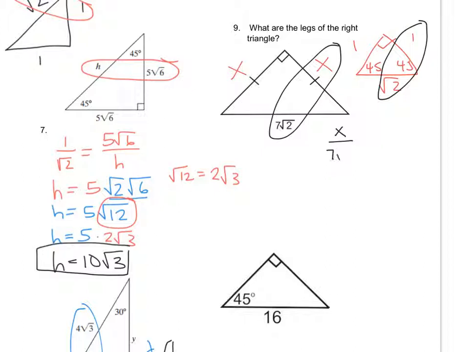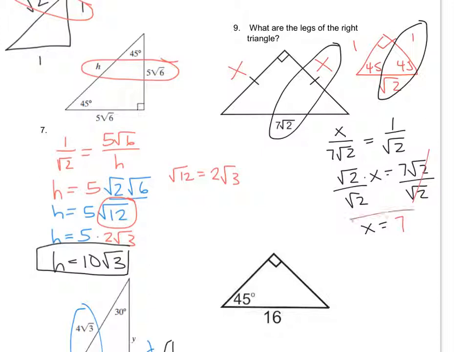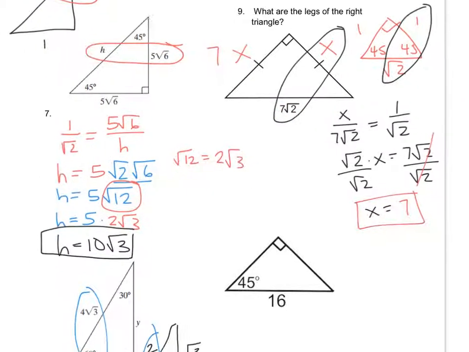X is to 7 root 2 as 1 is to root 2. Cross multiply. Root 2 times x equals 7 root 2. Solve for x. These two cancel out, so x equals 7. Or you could look at, this is the leg, and the hypotenuse is always the leg times root 2, so that would have been faster, but still you could use proportion.